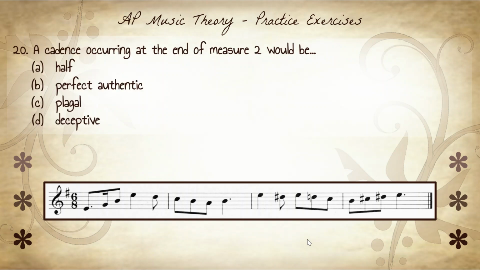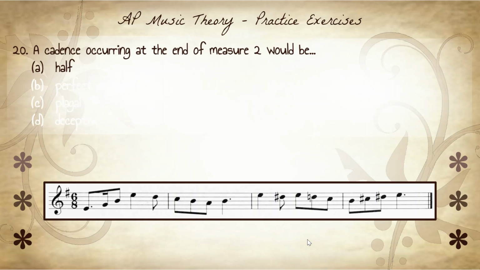And question 20. A cadence occurring at the end of measure 2 would be A. Half, B. Perfect authentic, C. Plagal, or D. Deceptive. Correct answer is A. The likely cadence at the end of measure 2 is the half cadence.